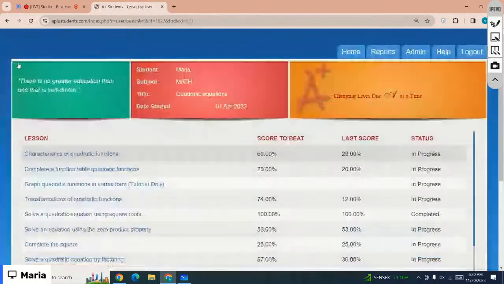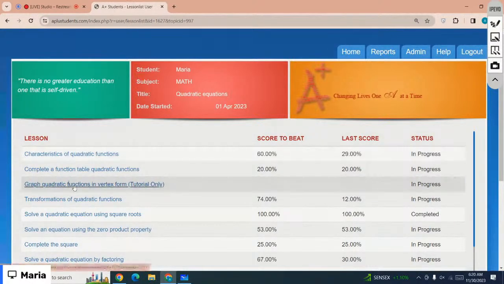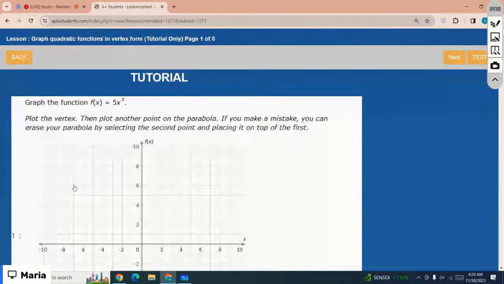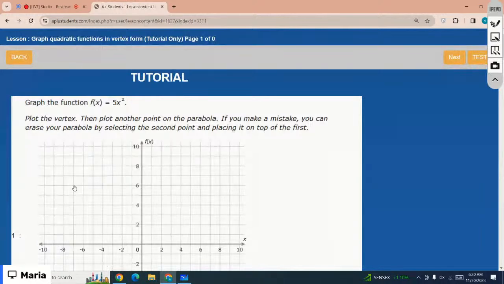The next lesson is graph quadratic functions in vertex form. Okay, so graph the function f of x equals 5x square, right? You have to plot the vertex, then plot another point in the parabola. If you make a mistake, you can retry. So we have to graph this function in vertex form.